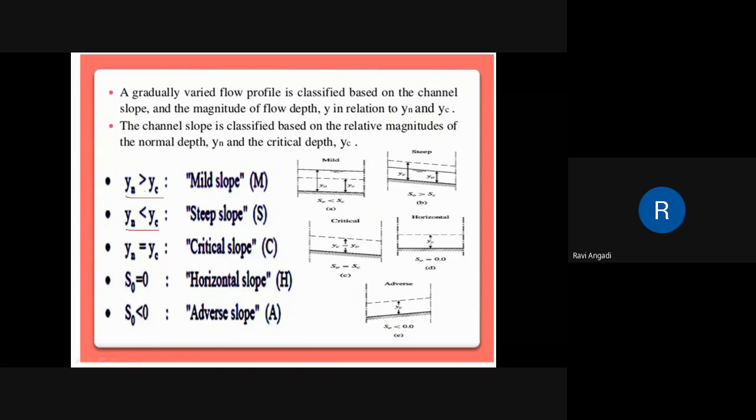Mild slope, Y should be greater than Yc. Steep slope, Y should be less than Yc. Critical slope, Y should be equal to Yc. Horizontal slope, the bed slope of the channel should be equal to 0, and the flow depth will be critical. Adverse slope, the bed slope is negative, or it is rising along the direction of flow, and the depth will be critical. Is it clear? Yes, sir. For all, I'm asking, how many types of bed slopes are there? How many types?